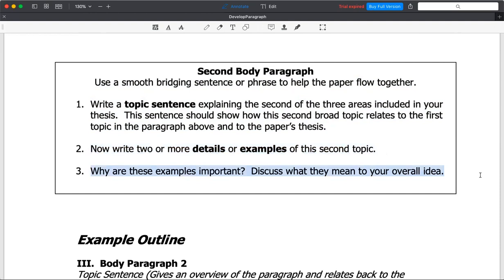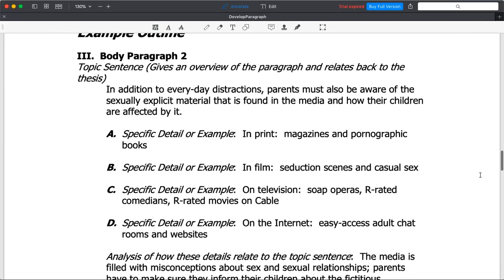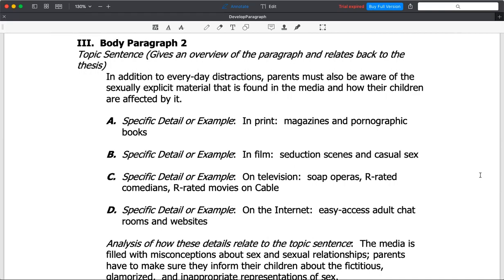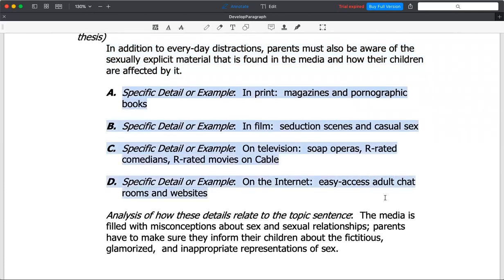As you notice, the organization of the first and second body paragraph and the third are identical. More examples are given in this case. You can pause the video and review the examples as you like. The topic sentence says, in addition to everyday distraction, parents must also be aware of sexually explicit material that is found in the media and how their children are affected by it, and then provides a couple of examples in print, in film, on television, or on the internet.